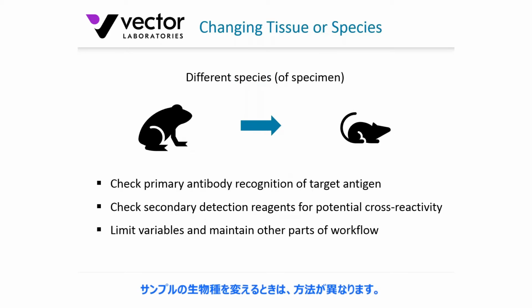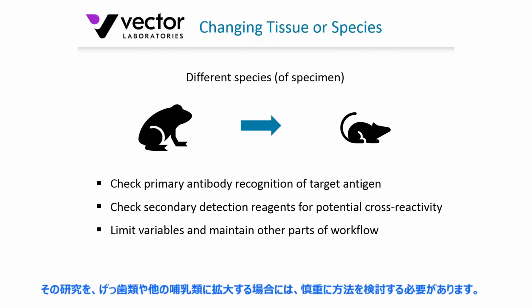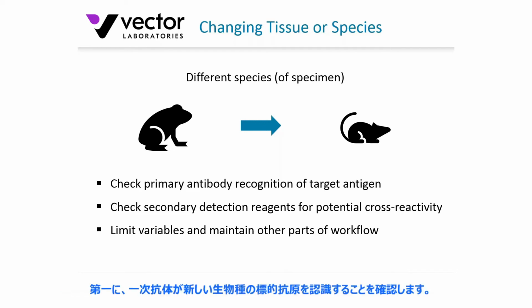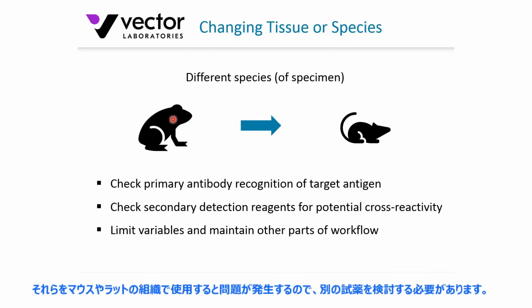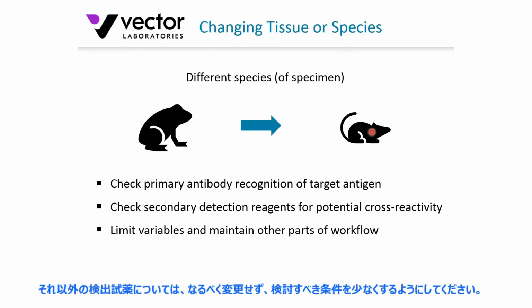It is a different story when you do change species. For example, I've got here amphibian species. You're getting some great results there, but you're expanding the study and you want to look at it in, say, a rodent species or other mammal species. This is where you're going to have to take a serious look at the current methodology. Number one, check that the primary antibody will recognize the target antigen in that new species of tissue. And secondly, check that the secondary detection reagents do not present a cross-reactivity issue with that new tissue. For example, if you're using a mouse primary antibody and an anti-mouse secondary detection reagent on the frog tissue, it may cause a big problem if you apply that to mouse and/or rat tissue, and you're going to have to look at alternatives. But for the rest of the detection methodology, try and limit the variables to cut costs and optimization requirements.